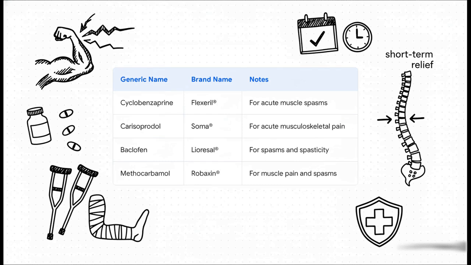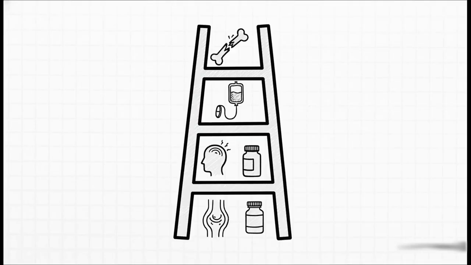For your exam, you absolutely need to know names like cyclobenzaprine, brand name Flexeril, and carisoprodol, which is Soma. A really key point here is that these are typically used for short-term relief of spasms that come from a sudden injury. Of course, with any injury, we also have to manage the pain.